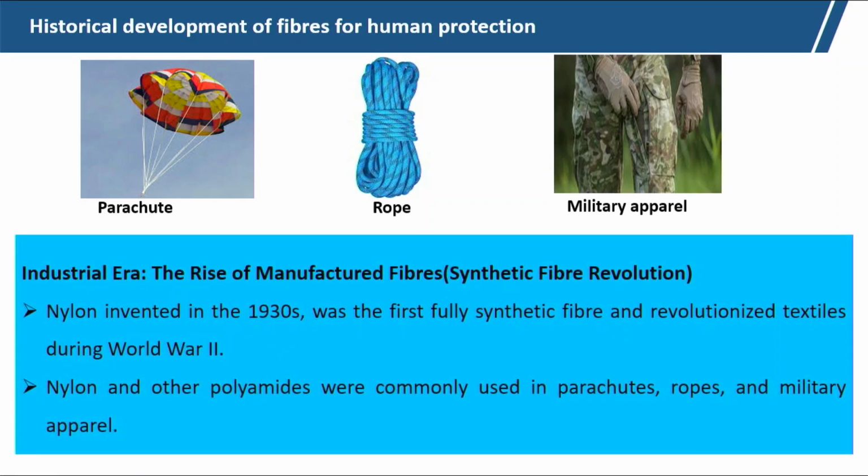Then synthetic fibers came. Nylon was invented in 1930 and was extensively used for different applications like military apparel, parachutes, and ropes during World War II. Nylon and other polyamides were commonly used for parachutes, ropes and military apparel.